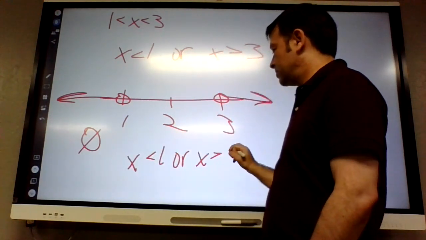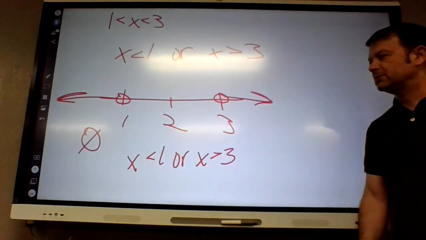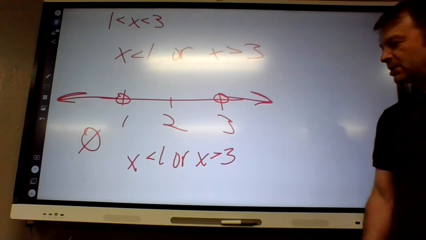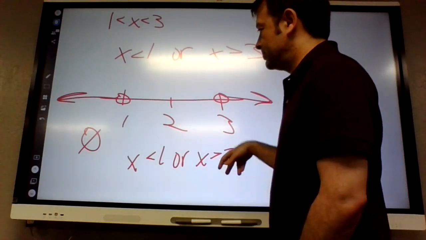Or all the numbers greater than 3. Does that make sense? A little bit? Not a bit? Somewhere in the middle? Okay.